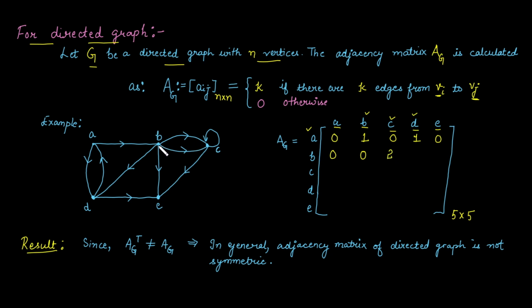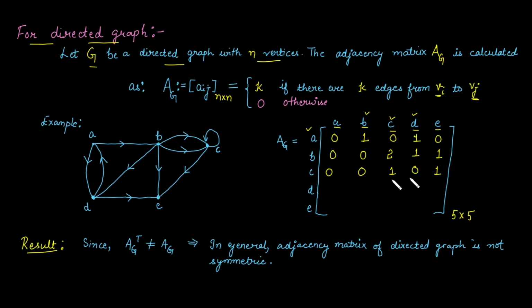Is there an edge that starts from B and ends at D? Yes, so the number of edges is 1. Is there any edge that starts from B and ends at E? Yes, so the entry is 1. Same, you can go with this one, C, A. Any edge that starts from C and ends at A? No. Any edge that starts from C and ends at B? No. Any edge that starts from C and ends at C? Yes, so the total number of edges is 1. Is there any edge that starts from C and ends at D? No.